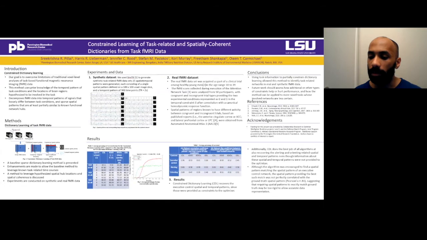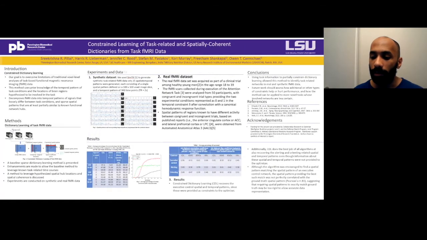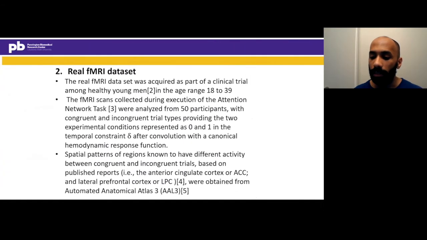We use SimTB to generate synthetic task-related fMRI datasets, and 15 spatio-temporal patterns were generated as shown in the figure. Coming to real datasets, a real fMRI dataset was acquired as a part of a clinical trial among healthy young men in the age range of 18 to 39.